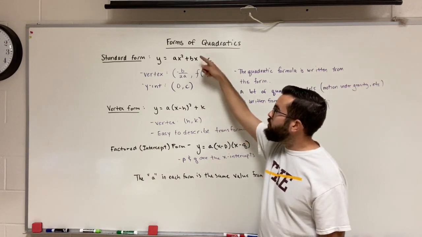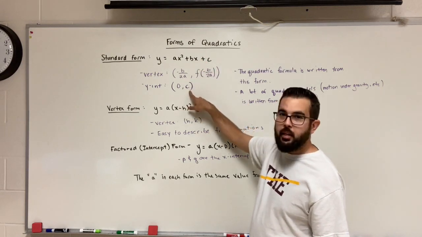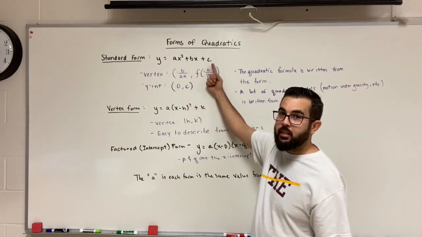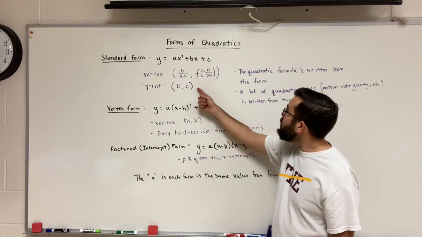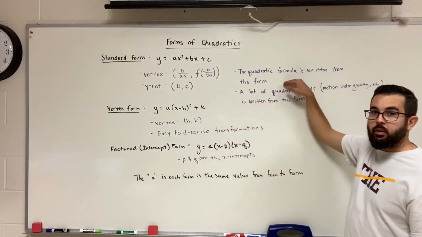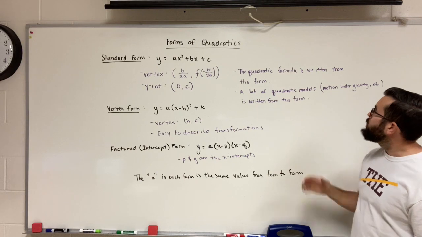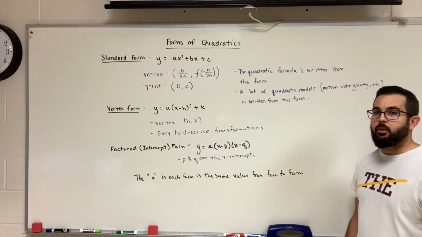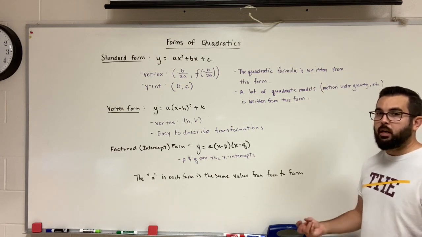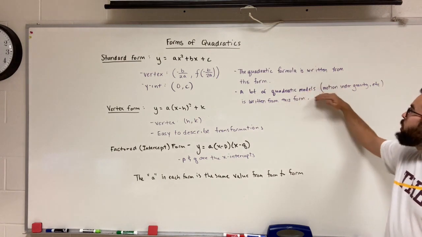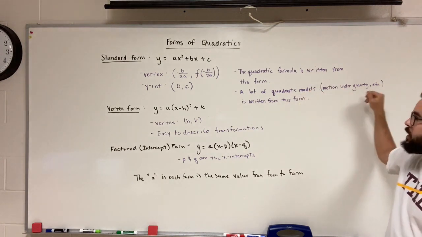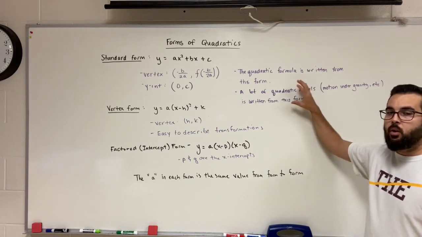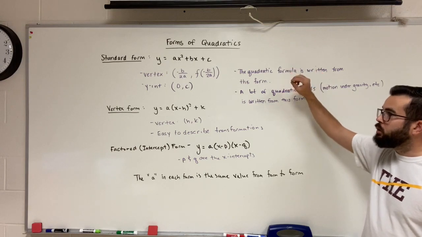So the y-intercept, if it's in this form, is (0, c). All right, and we can prove that if we plug in 0 for x. The only thing that would be left is c, so that's your y-intercept. The quadratic formula is written from this form, and a lot of other quadratic models. When we talk about modeling, that's just when we take a given situation and match a quadratic to it. A lot of quadratic models, for example, motion under gravity, are written from this form. All right, so those are what we use standard form for.